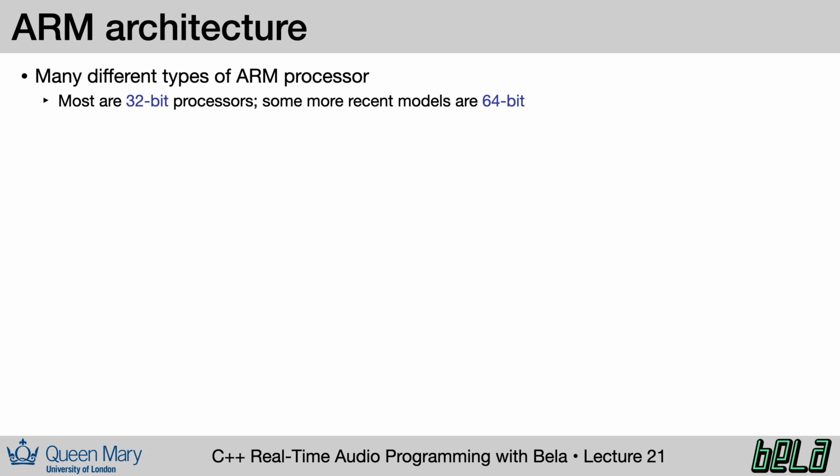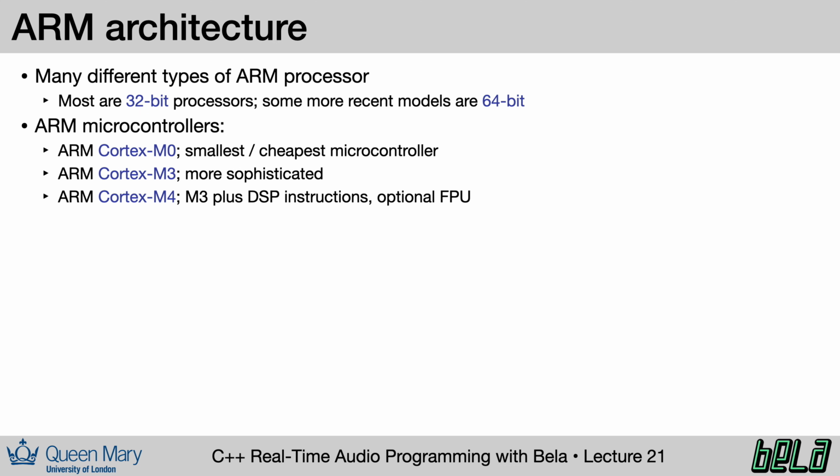Now, in fact, there are many different types of ARM processors. Most of them are what are called 32-bit processors, though some more recent models are 64-bit processors. There are several large families of ARM processors. There are the microcontrollers, whose model numbers start with Cortex-M. For example, the Cortex-M0, which is a very low-power and cheap microcontroller, or the Cortex-M4, or even more recent Cortex-M7 microcontrollers, which have a more sophisticated architecture and even support optional floating-point instructions.